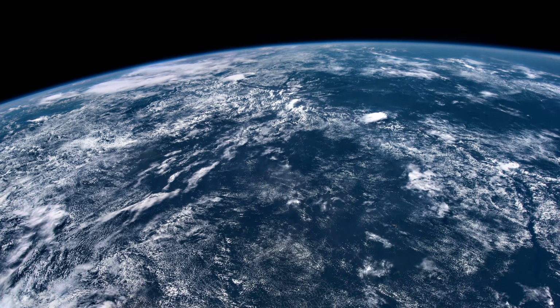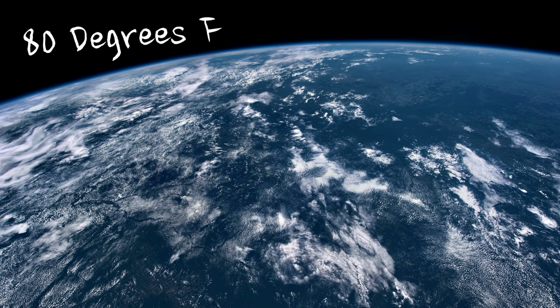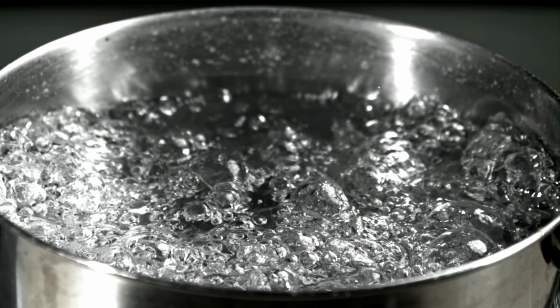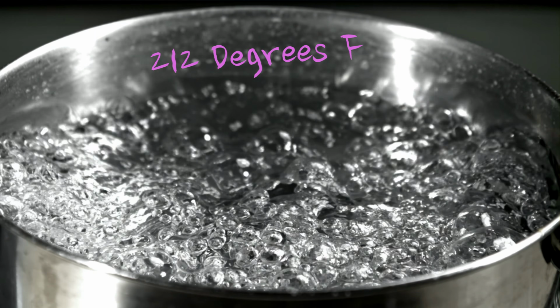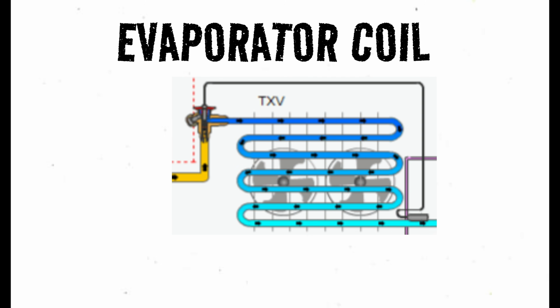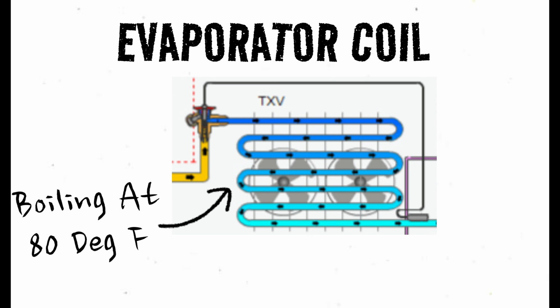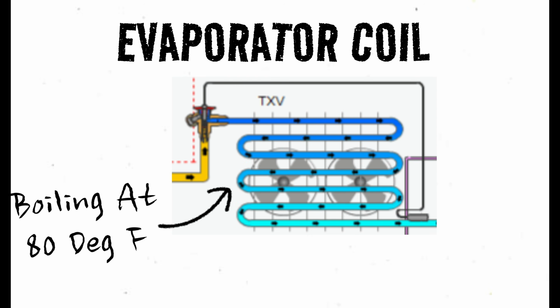Hopefully, it's common knowledge that on the surface of our planet, water can typically be found in its liquid state at, say, 80 degrees Fahrenheit, and that we have to heat this water up to 212 degrees Fahrenheit in order for it to transition from a liquid to a vapor, such as steam. Liquid refrigerant, on the other hand, will actually boil at 80 degrees Fahrenheit in an evaporator coil, just like our water boils into steam at 212 degrees Fahrenheit.